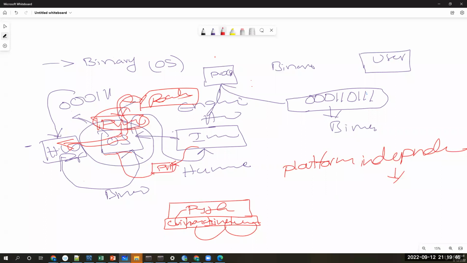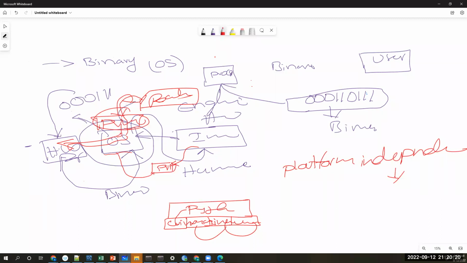Why? Because each and every time we are carrying our Python virtual machine along with us. If the OS is different, it will tell in a different way, but our program will be the same. So that is the reason we call it platform independent. Python is a platform independent or cross platform language. Is it clear, everyone? Yes, sir.